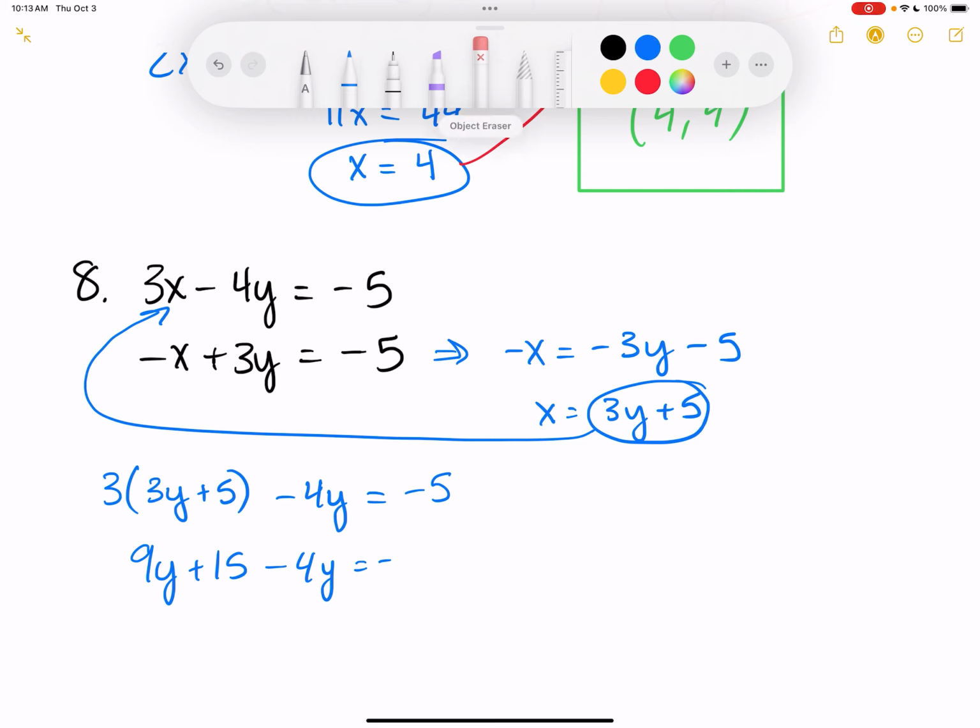Zach, what do you want? Negative 20. That's what he said. I said negative 1. It sounded like you said negative 1.